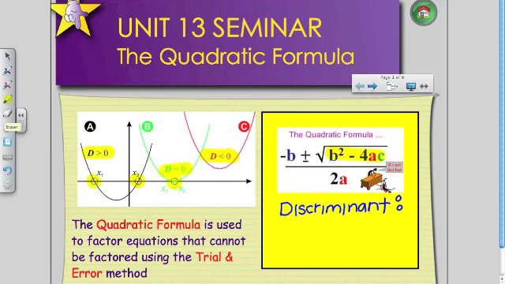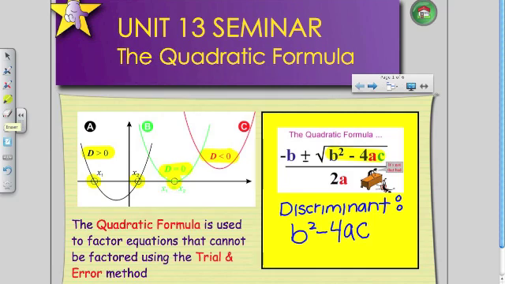I believe in your unit guide it defines a discriminant as the square root of b squared minus 4ac. That's a typo. The discriminant is identified as the formula b squared minus 4ac. So when you're doing your unit work, please do not put a square root.